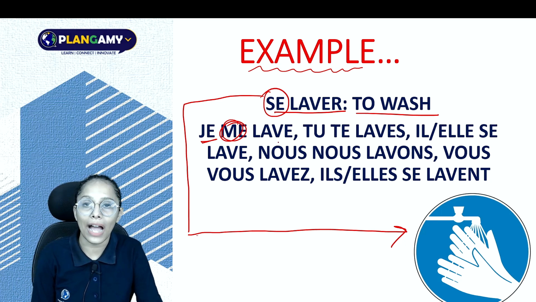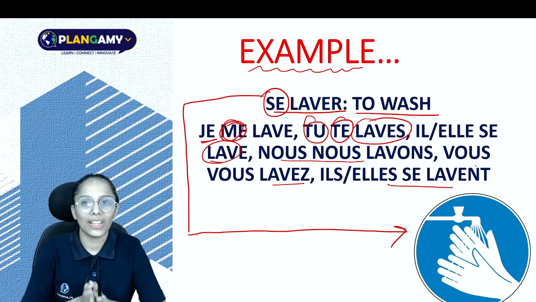Now, je me lave, tu te laves. So here again: subject, reflexive pronoun, and then our conjugated verb. Elle se lave, as you can see here. Nous nous lavons, vous vous lavez, elle se lave. Now, the conjugation remains the same.